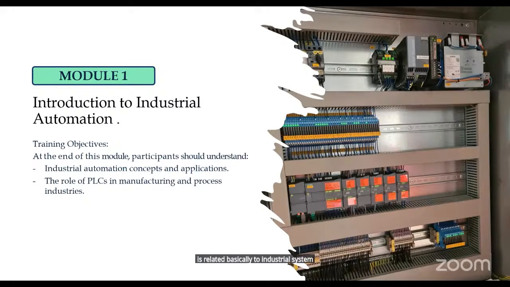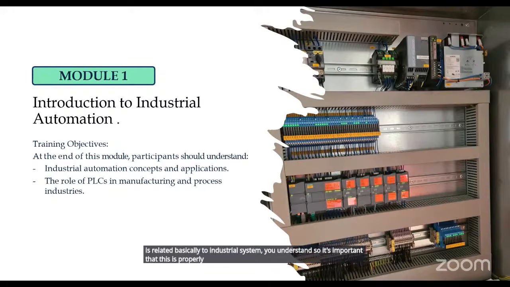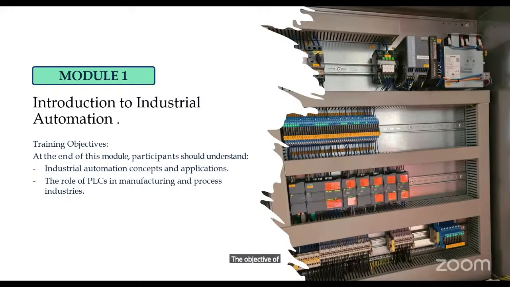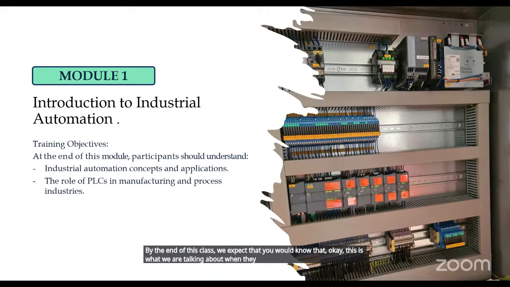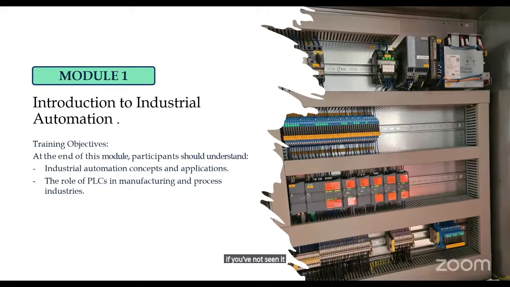You understand? So it's important that this is properly spelled out. So the objective of this particular module is that at the end of this class today, if you don't know what industrial automation is about, we expect that you would know, okay, this is what we are talking about when they talk about industrial automation. If you've not seen it in application before, you should be able to say, oh, this is a place I can apply industrial automation.